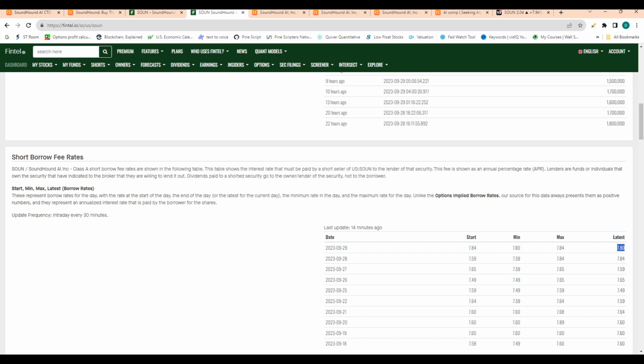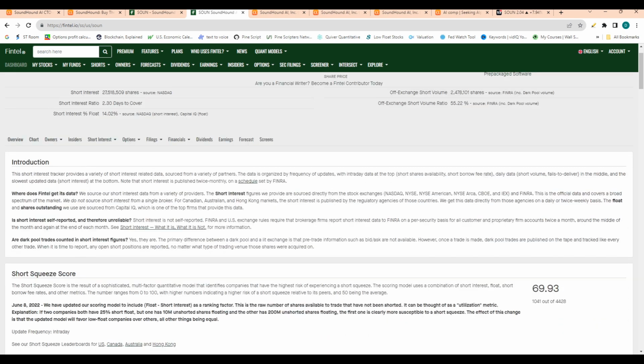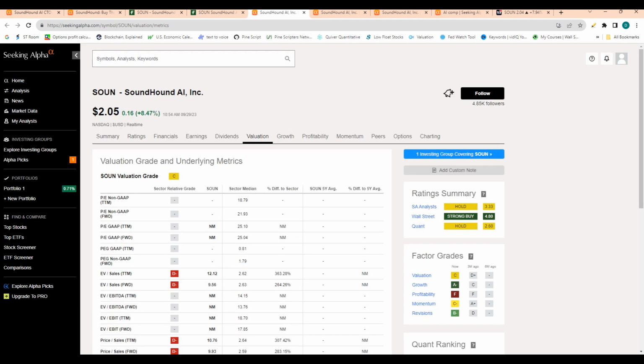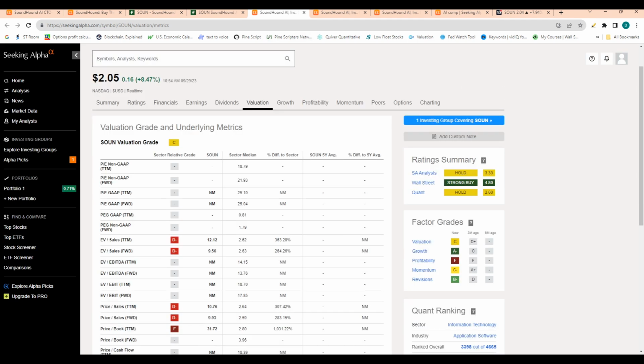So short interest is still pretty high, and I definitely do think we are at a mild likelihood for a short squeeze, but better than most of the market. Like I said, we're in the top quarter of the market in terms of short squeeze potential according to Fintel. And with that being said, let's take a look at the financials of this company.